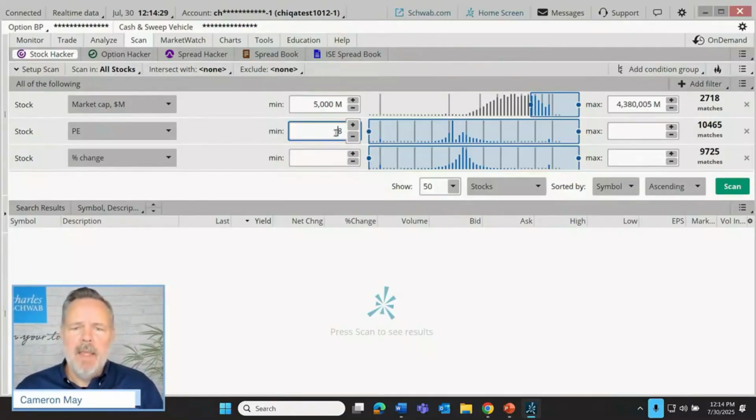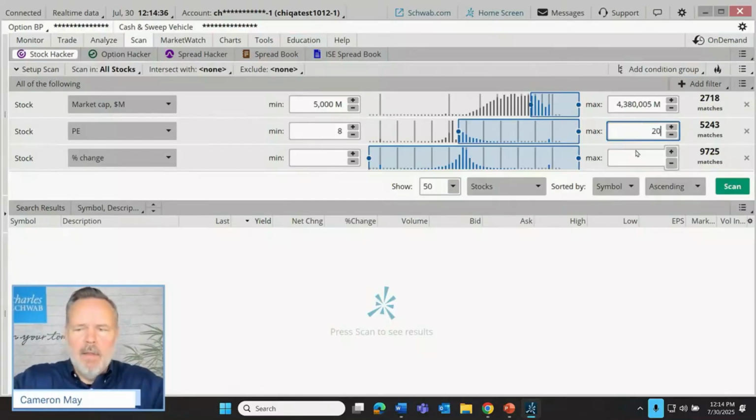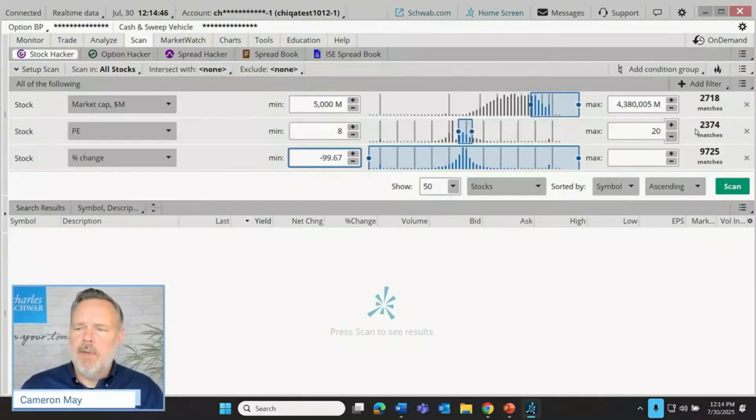In any case, let's just put a low here for an example of 8. And how about we put a high here of 20, a multiple of no more than 20 current price compared to earnings over the last 12 months. And as we move on to our next criteria, we'll notice, okay, there are 2,374 companies. This little window are the companies that have PE ratio between 8 and 20. And there's going to be some overlap between the 2,374 that meet this criteria and the 2,718 that meet this criteria.